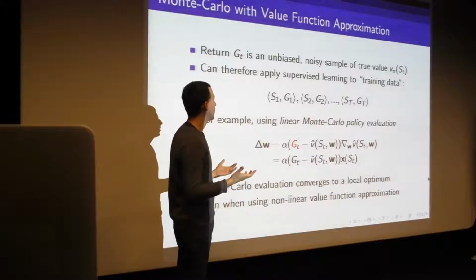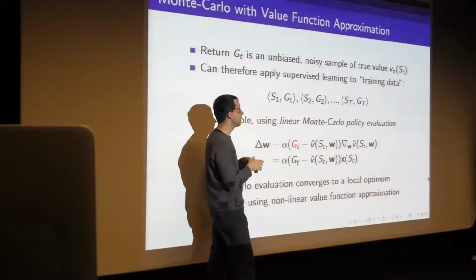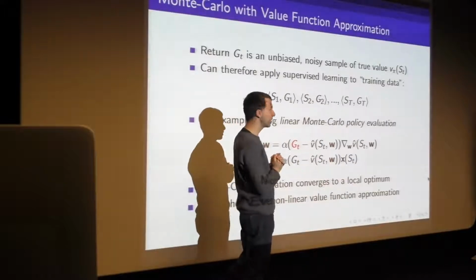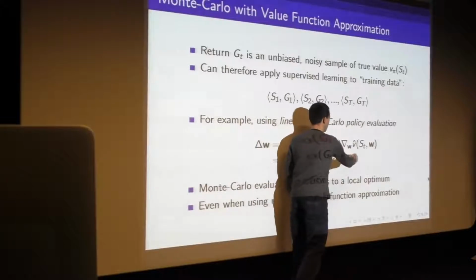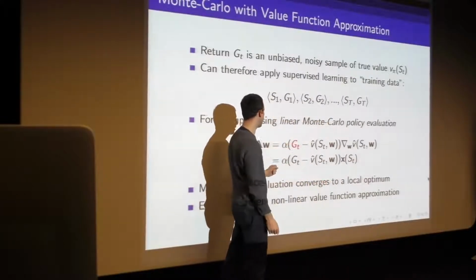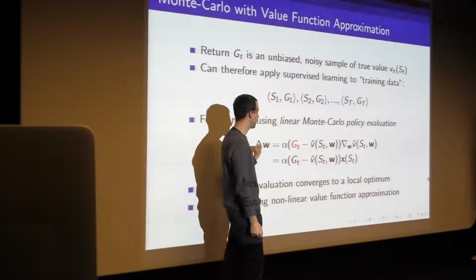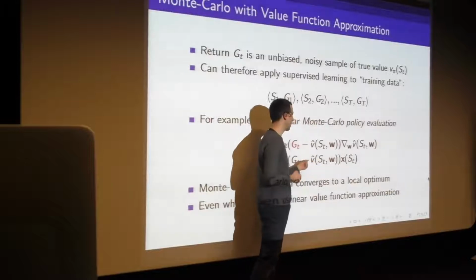And the simplest case is linear Monte Carlo policy evaluation. This is the same as the last slide, but now all we're going to do is substitute in our linear function approximation, so the gradient just becomes the feature vector, and we plug in the return. So we adjust the weights of our linear combination a little bit in the direction that corrects our estimated value towards the return.